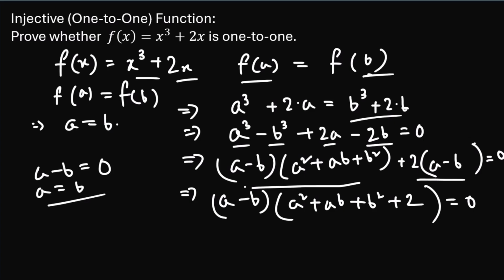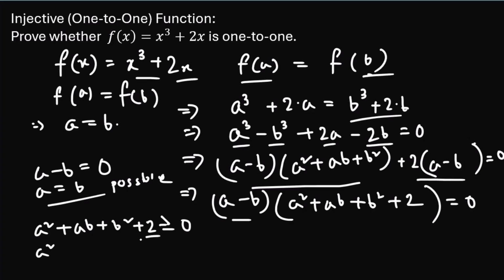So for this expression we can prove the injectivity of this function. The other factor, a square plus ab plus b square plus 2, is positive, greater than or equal to 0. So for real numbers, a square plus ab plus b square is greater than 0, so we will not get any real value. That's why the relation is not possible for this factor, so we can consider a equals b.